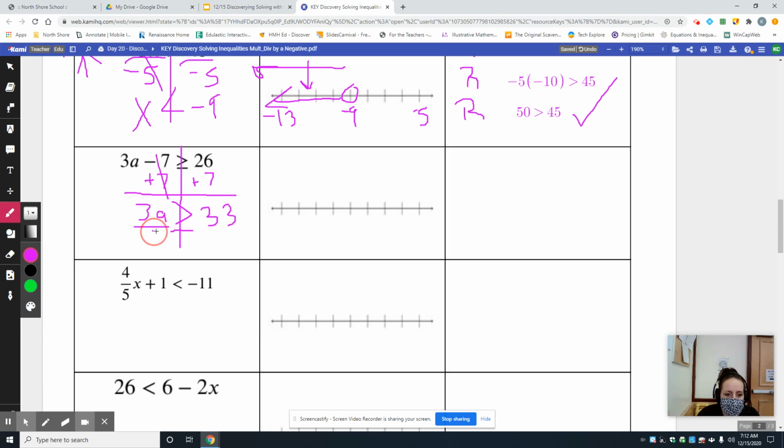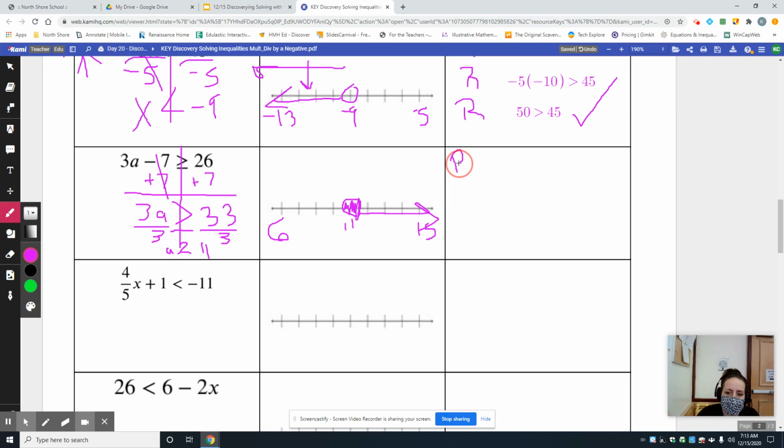Then we divide both sides by 3. Notice that we're dividing by a positive, so nothing changes about the inequality. And we have a is greater than or equal to 11. So we're going to go ahead and graph. We have 6, 7, 8, 9, 11, 12, 13, 14, 15. Because it's greater than or equal to, we will indeed be a closed circle. And it says a is greater than or equal to 11. Well, 15 is greater than 11, so it goes in that direction.